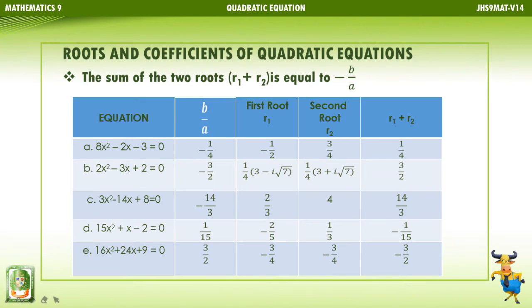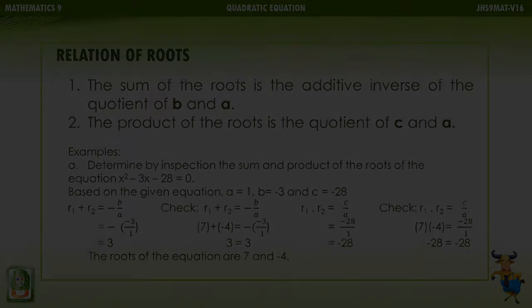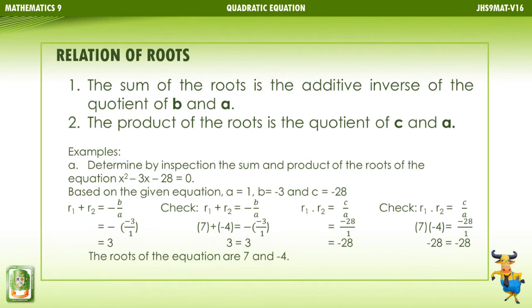Roots and coefficients of quadratic equations. The sum of the two roots, r1 plus r2, is equal to negative b over a. The product of the two roots, r1 times r2, is equal to c over a. Relation of roots. 1. The sum of the roots is the additive inverse of the quotient of b and a. 2. The product of the roots is the quotient of c and a.